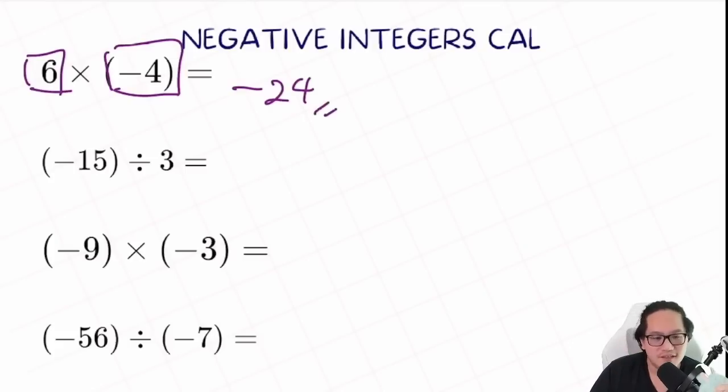Same thing. Next one. Negative 15 divided by 3. A negative number divided by a positive number, the signs are different, right? So we know that's a negative number. 15 divided by 3 equals 5.